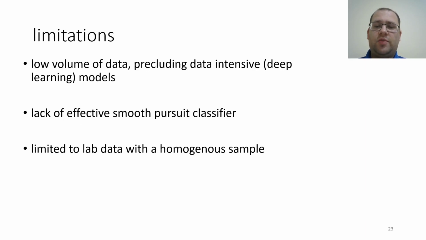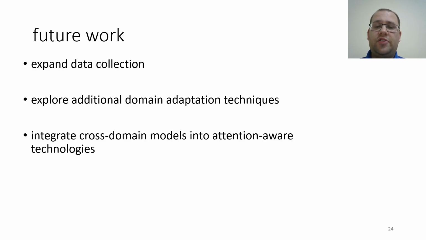One of the main limitations was a low volume of data, which made it more difficult to use deep learning techniques. We also were not able to effectively classify smooth pursuits because our calibration procedure only included static fixation points. Finally, our data was collected in the lab and included a relatively homogeneous sample of university students, so it is not clear how well these results generalize to other populations. Some of our future work should be aimed at addressing these limitations.